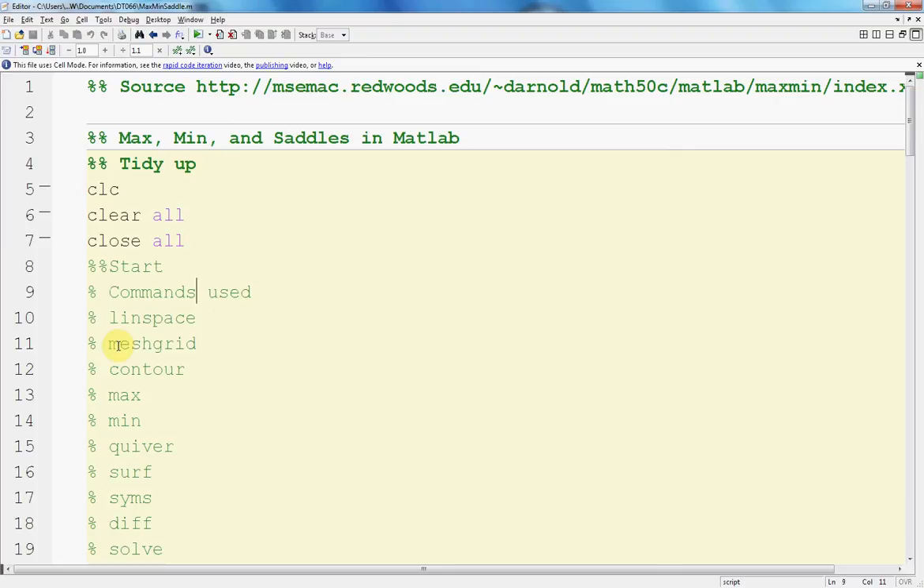So line 1, just to say the inspiration for this came from that website. And we're looking at max, min and saddle points in Matlab today. Lines 5, 6 and 7: CLC clears the screen, line 6 clears the workspace, and line 7 closes any figures that are open.